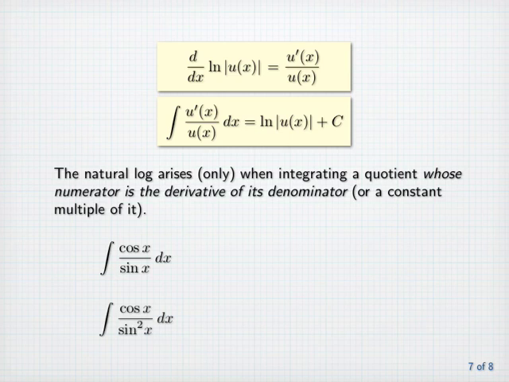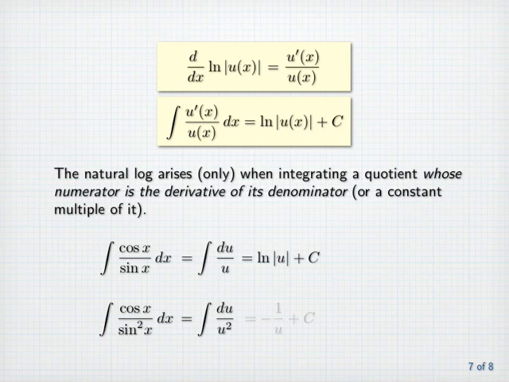Let's make the same substitution, u equals sine x and du equals cosine x dx, in both integrals. Cosine x over sine x dx becomes 1 over u du, while cosine x over sine squared x dx becomes 1 over u squared du. Integrating u to the minus 1 gives the natural log of the absolute value of u plus c, while integrating u to the minus 2 gives minus u to the minus 1, not a natural logarithm.